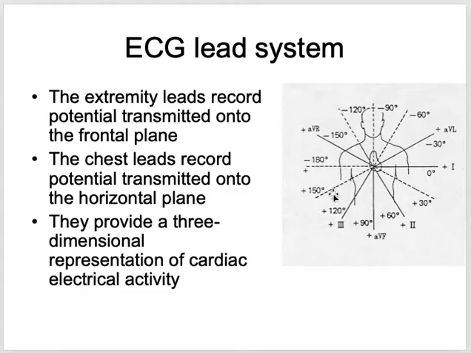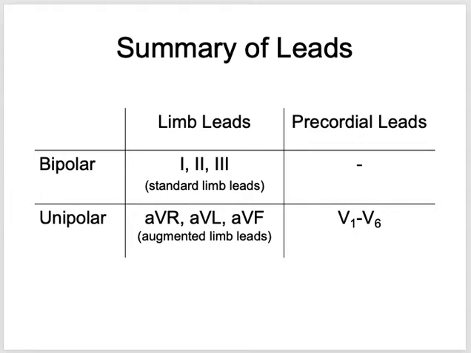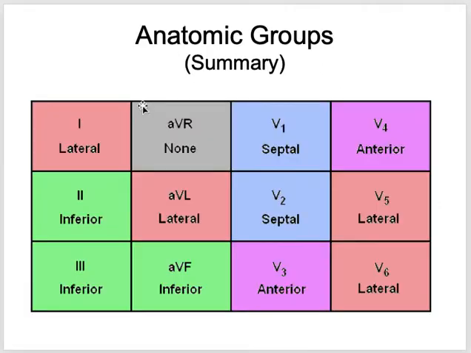What are the negative and positive for the leads? These are the unipolar leads and the bipolar leads. So basically, each lead looks at the heart from a different side. For example, V1 and V2 are looking at the septum of the heart. V3 and V4 are looking at the anterior side of the heart. V5 and V6, which are lateral, are looking at the lateral side of the heart.